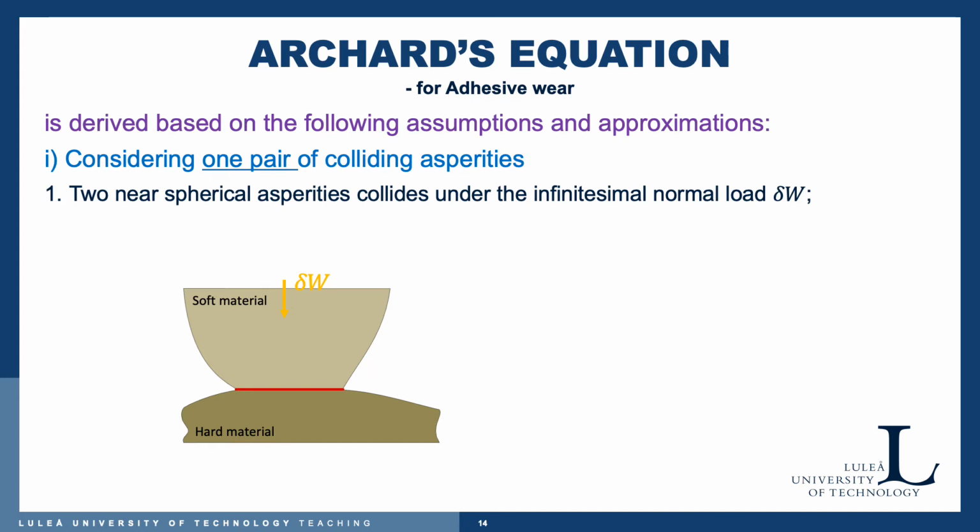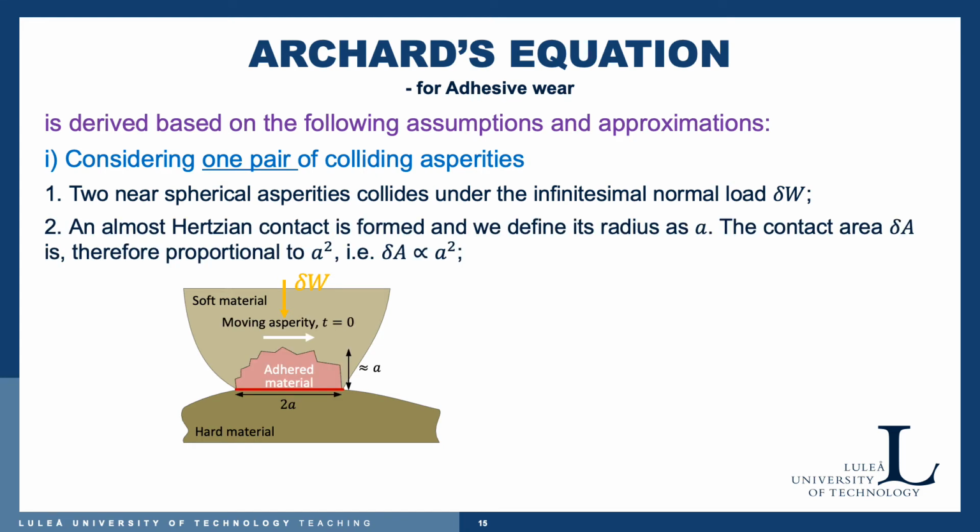Now it's time to look at the Archard wear equation for adhesive wear, which is derived based on the following assumptions. So we consider this pair of colliding asperities, and they are loaded against each other under a small normal load delta W, because there may be many here that carry the total load, so the sum of all those delta W is the applied load. And then an almost Hertzian contact is formed, and we can define its radius as a, and therefore the contact area is proportional to a squared, so that this small contact area delta A is proportional to a squared, as we see here.